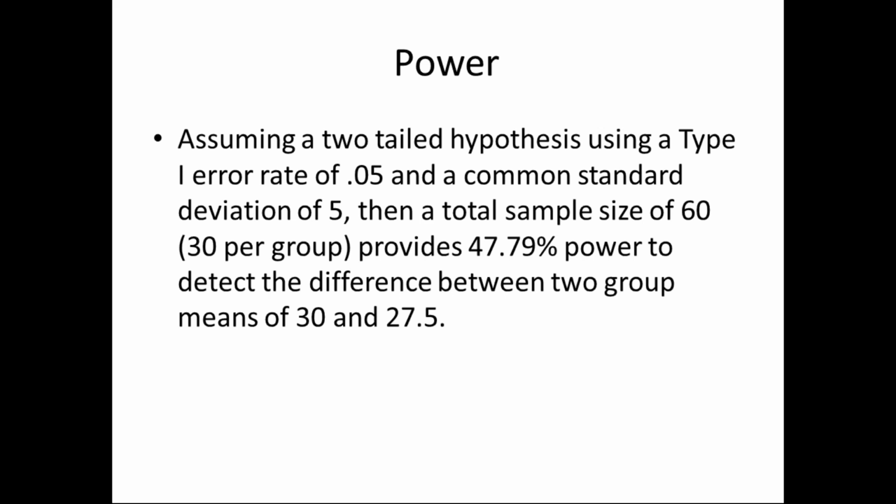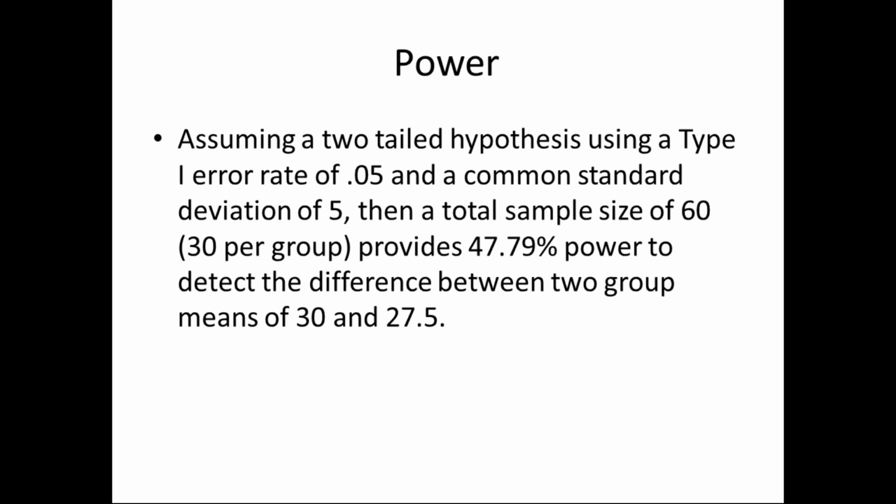Assuming a two-tailed hypothesis and type 1 error rate, you've got to put in there what is the assumed type 1 error rate and a common standard deviation of 5. I've got to have those two pieces to be able to do the calculation. You leave it out and you say I have 80% power to detect a difference of 2.5 units, you're out of study section because it can't be reproduced. I don't know the standard deviation. I don't know the type 1 error rate.